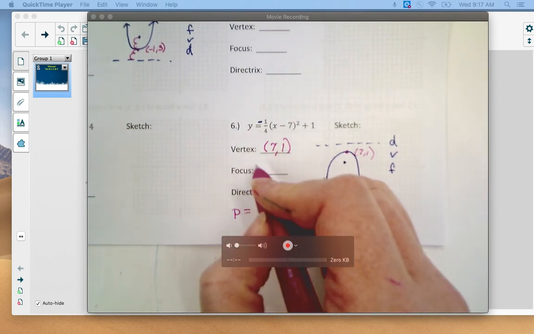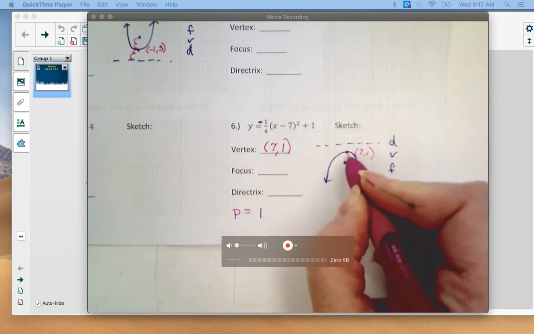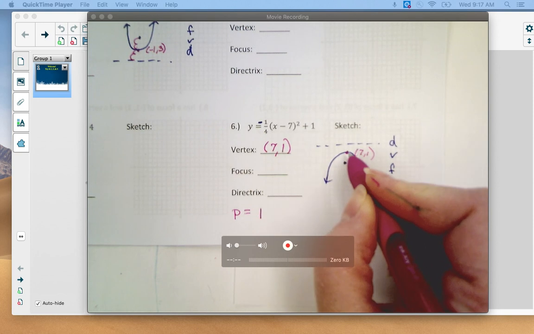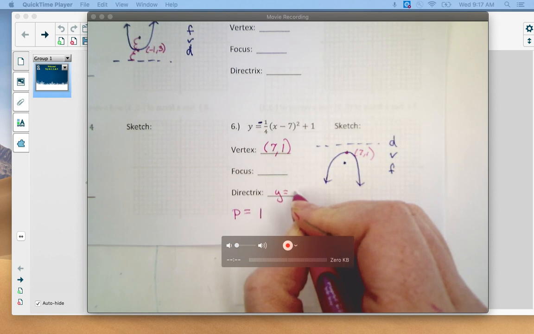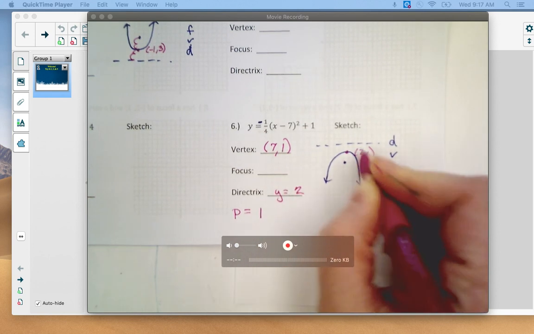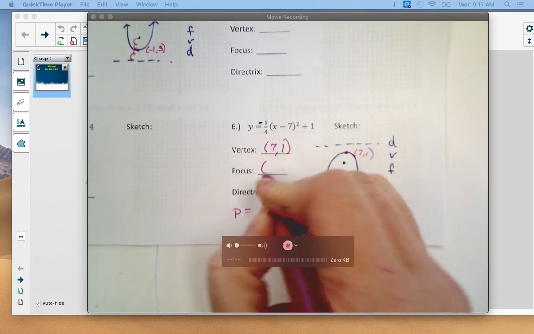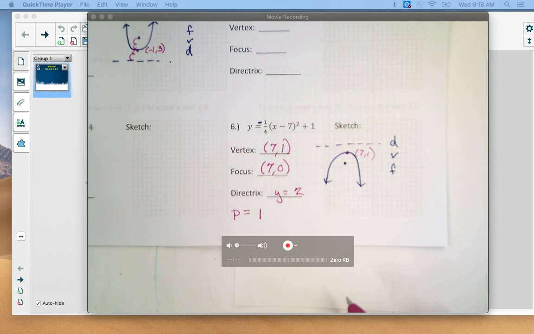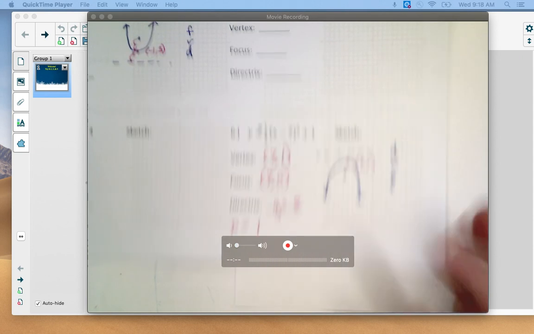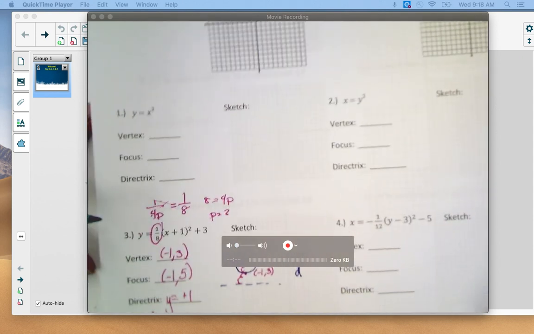And if I know my vertex, if I go up 1 and down 1, if I go up 1, what am I finding? My directrix or my focus? Directrix, so it's going to be y equals, what value? y equals 2. And if I go down 1, I'm going to find my focus, 7, 0. Questions? Then let's come back up to number 1.